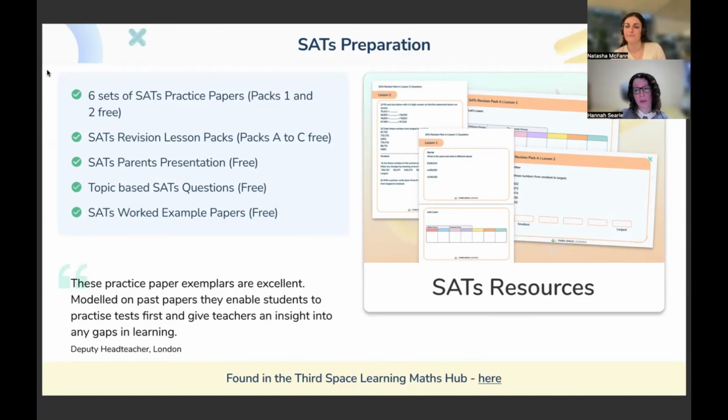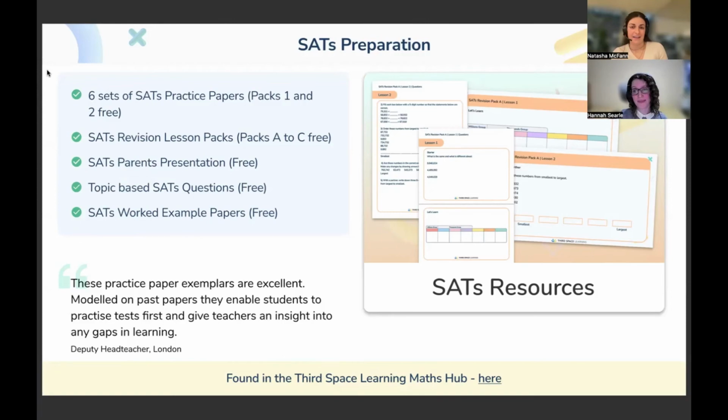So if you know that your pupils are struggling with something, it's not just important to focus their learning on that because of the SATs, it's also helping them prepare for secondary school so that they don't go to secondary school with big gaps in their knowledge.